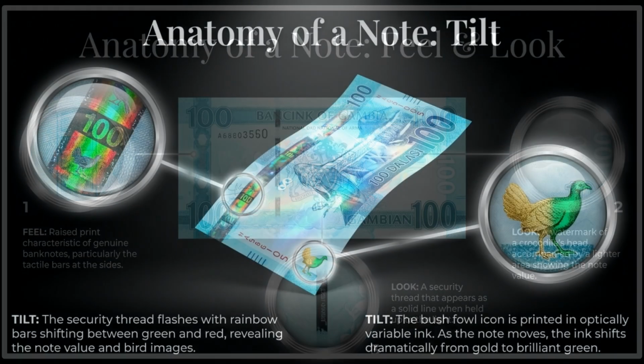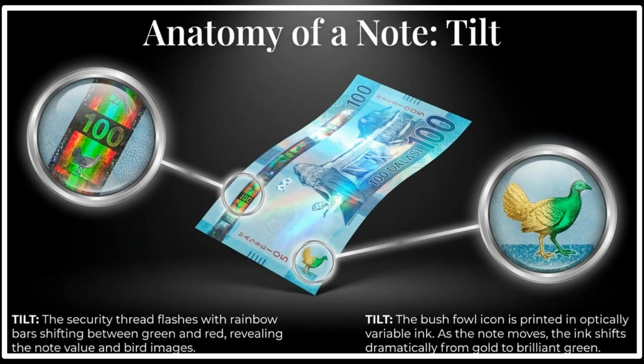When you tilt the note, the security thread flashes with rainbow bars shifting between green and red, revealing the value and bird images. The bushfowl icon, printed in optically variable ink, dramatically shifts from gold to brilliant green as the note moves.